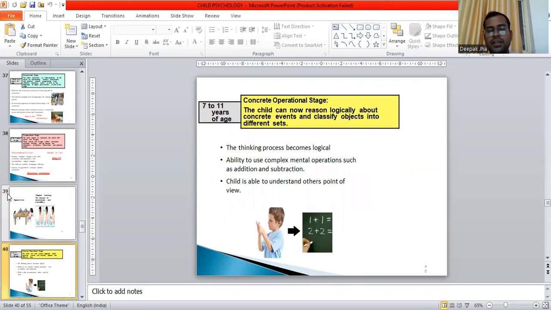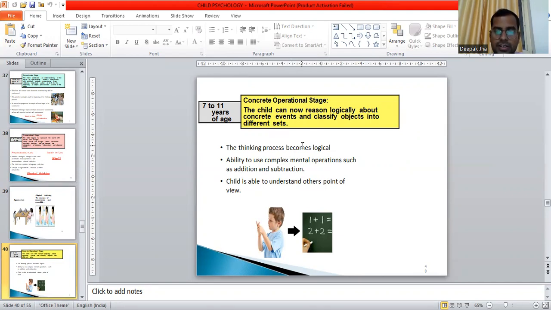Next, coming on to the third stage, which is the concrete operational stage. This stage lasts from 7 to 11 years of age. That is, the child is now going to school. So the child can now reason logically about concrete events and classify objects into different states. Basically, there is the beginning of logic formation. The thinking process now becomes logical or starts to get logical. There is the ability to use complex mental operations such as addition and subtraction.